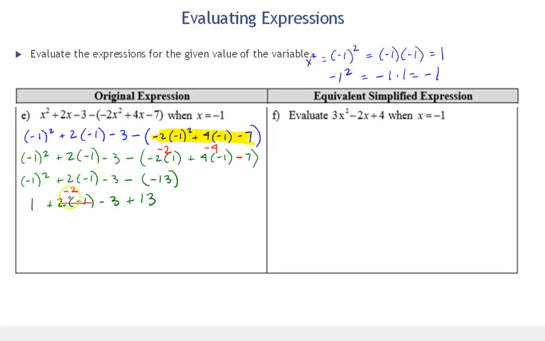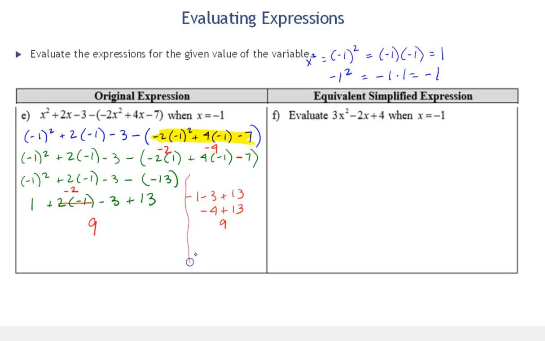So we have 1 plus negative 2 is negative 1. Negative 1 minus 3 is negative 4. Negative 4 plus 13 is 9. Okay. So just to show you how I did that again, we had negative 1 minus 3 plus 13. That was that sum. Then negative 1 minus 3 is negative 4 plus 13. And negative 4 plus 13 is 9.